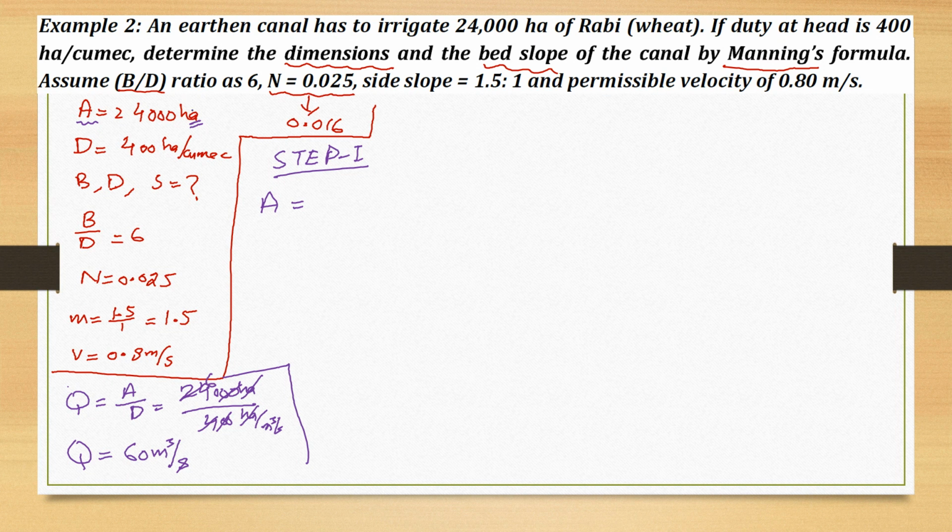This is in hectare. This 1 hectare is equal to 10,000 meters square. So simply, this is the area of the land that can be irrigated. So area is equal to Q divided by velocity. Q is 60 and velocity is 0.8. So simply area of the channel or area of the flow will be equal to 75 meters square.